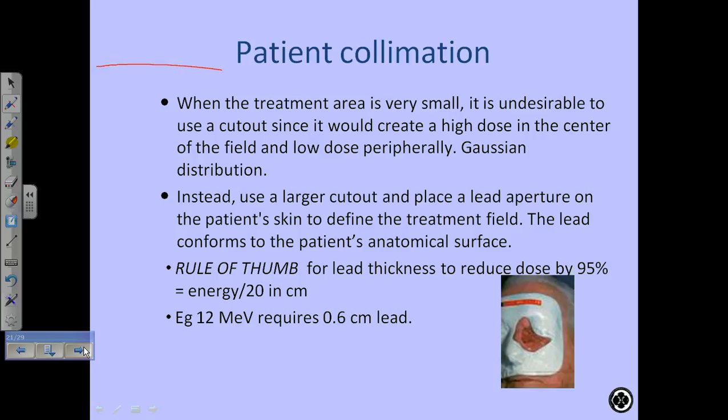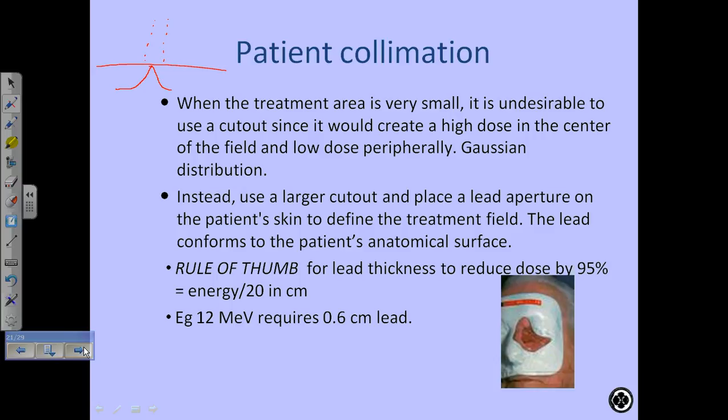The problem is, here's a patient's skin, and here's the light field of a small cutout. The light field looks like it might cover a certain area that the doctor wants to treat. The doctor looks at the light field and says, yeah, it's a really small tumor, that's what I want to treat. But in fact, the dosimetric distribution looks like this. It doesn't look like the light field. Okay? So the center is going to be, this is just because of the way electrons scatter, really hot and the sides are going to be cold. So remember that when you're doing small cutouts.